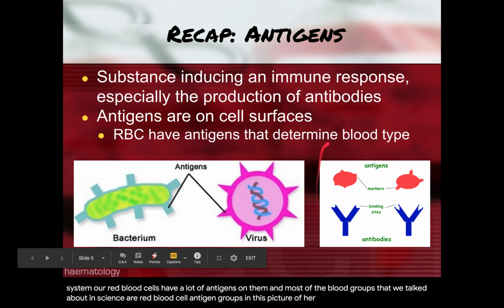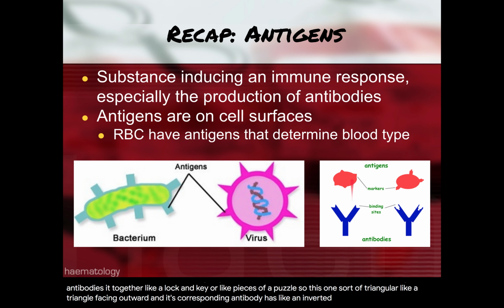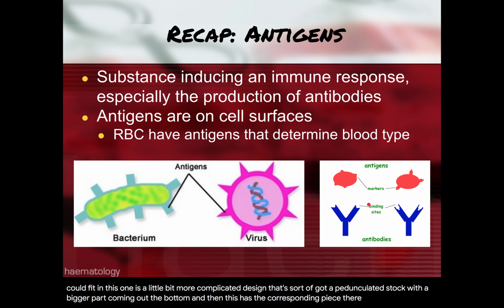In this picture over here, you can see that antigens and antibodies fit together like a lock and key, or like pieces of a puzzle. So this one's sort of triangular, like a triangle facing outward, and its corresponding antibody has like an inward facing triangle slot, so that could fit in. This one has a little bit more complicated design that's sort of got a pedunculated stalk with a bigger part coming out the bottom, and then this has the corresponding piece there.